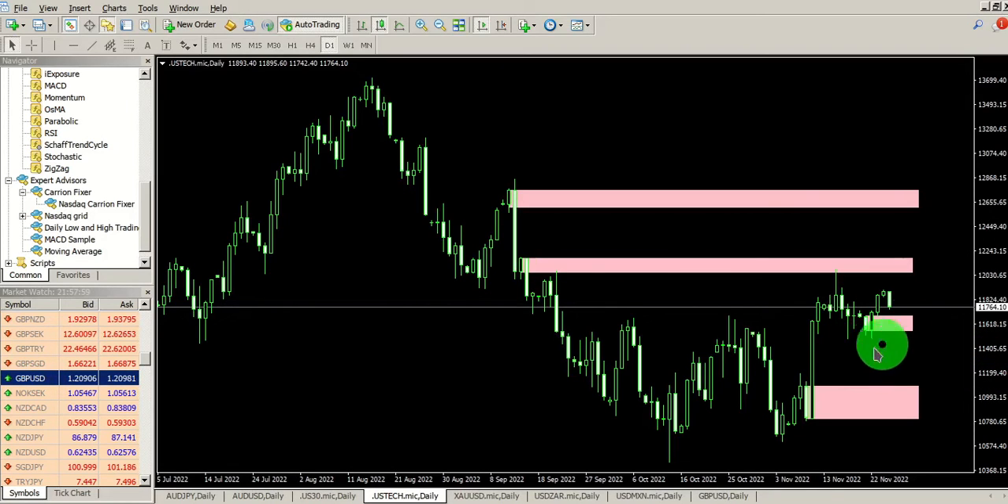And again, the reason why I'm saying it might continue to go down is that it has to fill this fair value gap that's been left by, I think it was CPI. Yeah, I think it was CPI. So that's the areas I'm looking for in this coming week on NASDAQ 100.